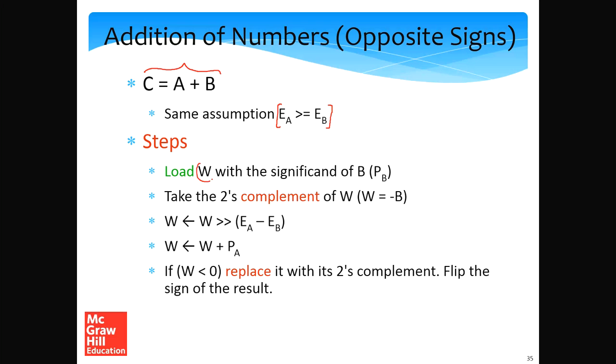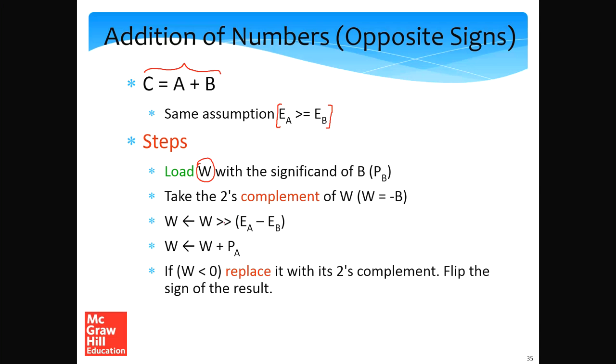We load the register W with the significand of B, PB. Since A and B don't have the same sign, we need to essentially ensure that they have the same sign. And this can be done by negating B. So we take the 2's complement of W, so essentially set it to minus B. And then we'll perform an addition.